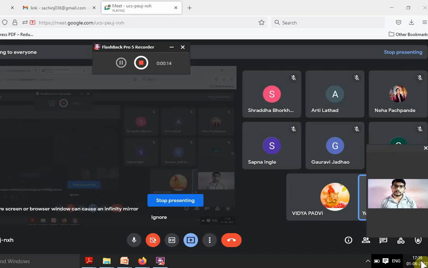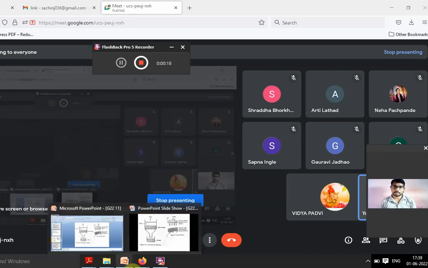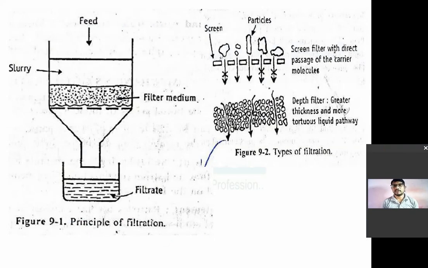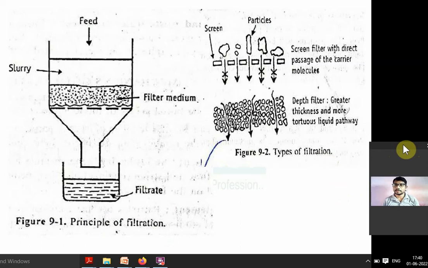So good evening to all, and in this session we are going to see another new chapter from pharmaceutical engineering, and that is nothing but filtration, another important unit operation in pharmaceuticals. You might be working in a different pharmaceutical industry. In each and every kind of industry, filtration is a very important unit operation.